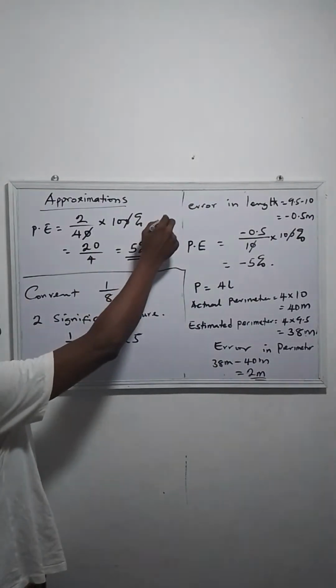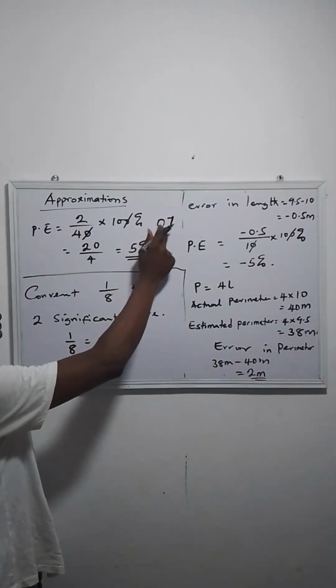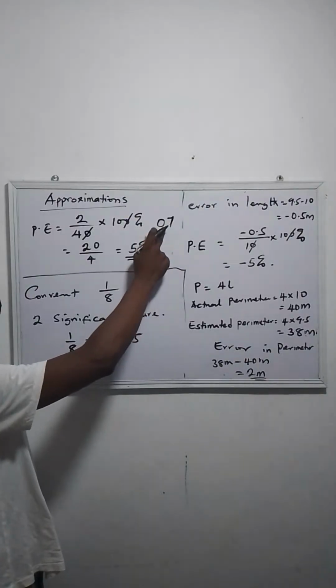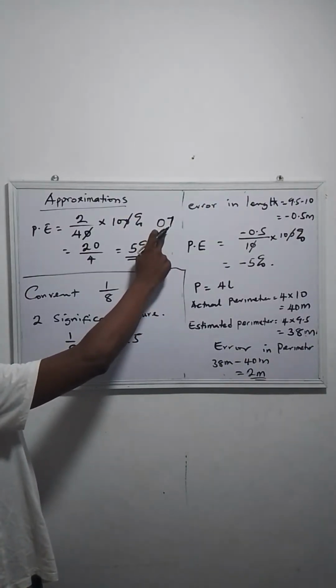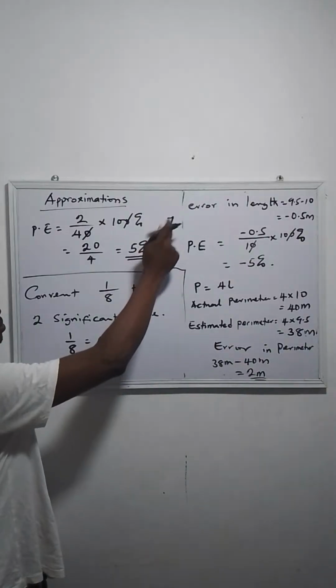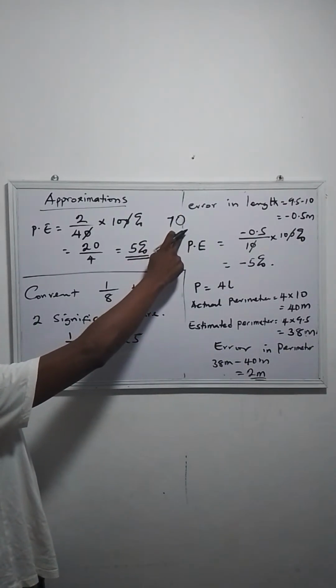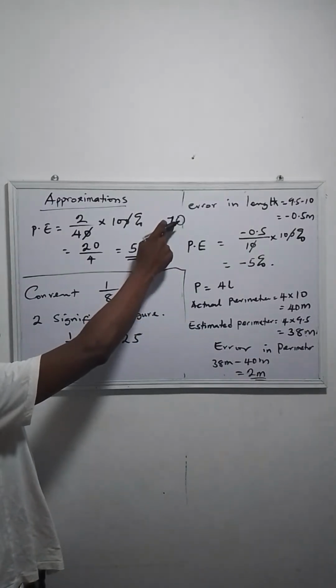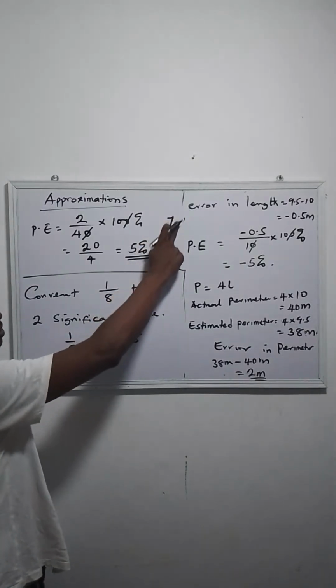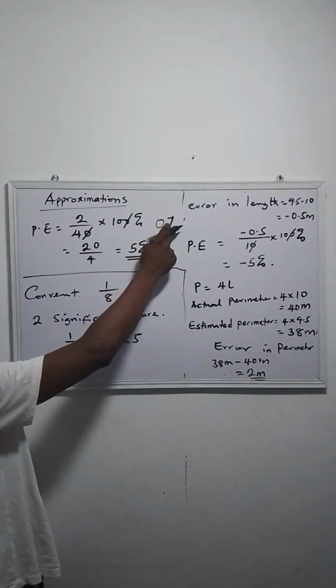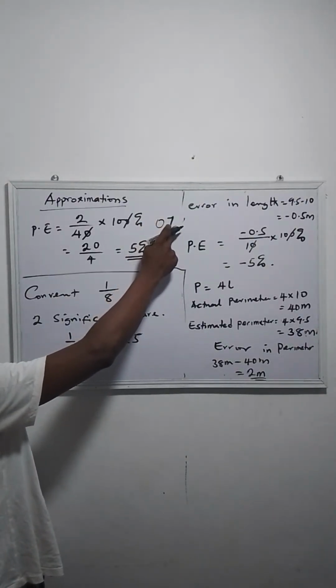It's just like if I have 7 and I put 0.7. This 0 is not significant. But if the 0 were to be here, then it's going to be significant. This 0 here changes 7, but here it does not change it.